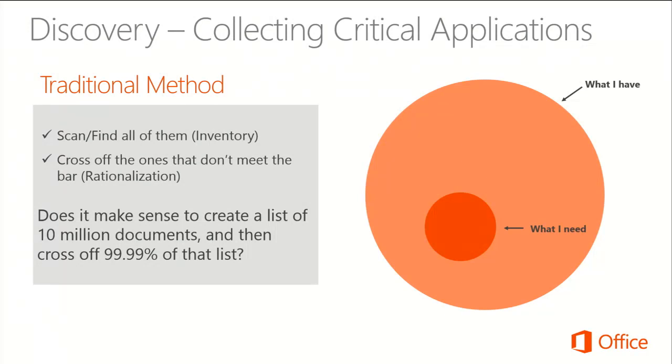Right? You start with that big circle of here's what I have, that's your inventory, and then you rationalize that down to, okay, well, what do I really need? Right? Start by finding everything, then whittle the things out till you get to what you need. The challenge with Office, though, is that the variance between what you have and what you need is huge. Right? When I talk to customers about how to estimate how many documents or how many Office solutions are in your environment, start with about 500 documents per person.